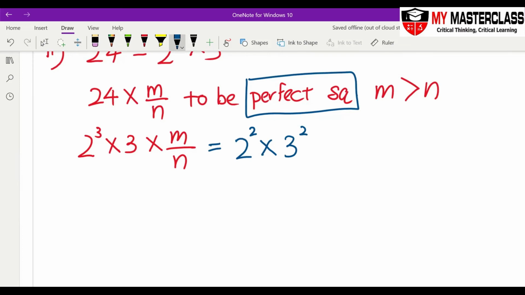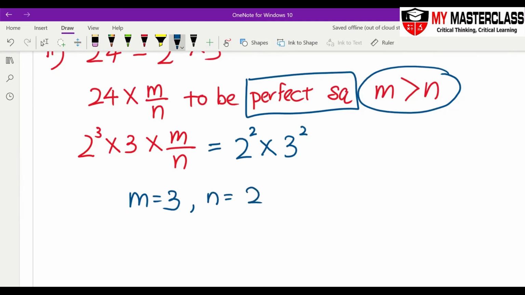Why is that so? Because my m is bigger than n. So what does this mean? This means my m is equal to 3 and my n is equal to 2. Because for m, I must times 3 for it to become 3 squared. My n must make one of them go down. So that's why m is equal to 3 and n is equal to 2. The concept is very simple. When you multiply by something, the power goes up. When you divide by something, the power goes down.